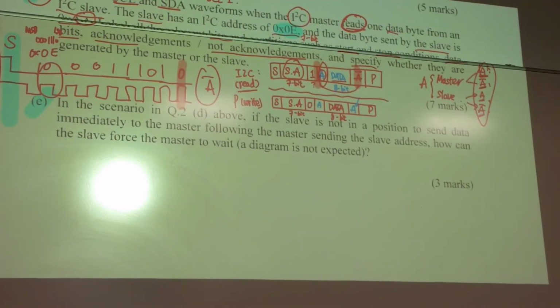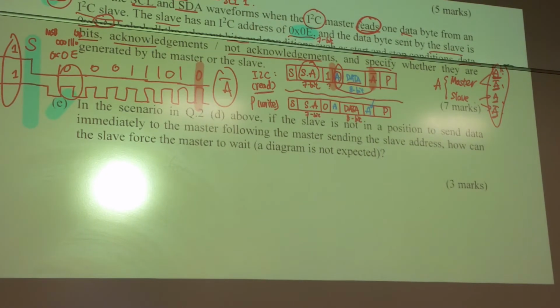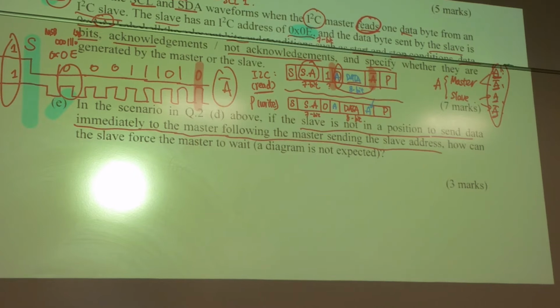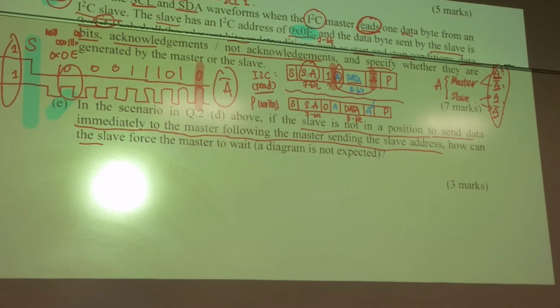Then E is a small discussion. In the previous communication, if the slave is not in a position to send the data immediately to the master, following the master sending the slave address, how can the slave force the master to wait?